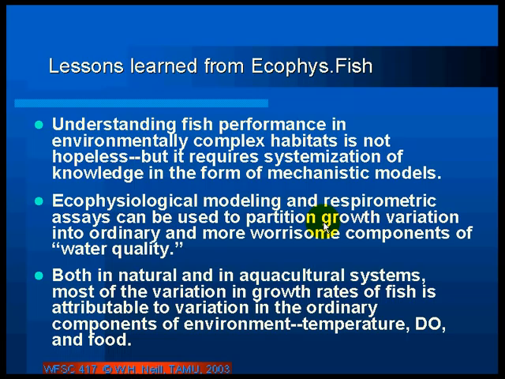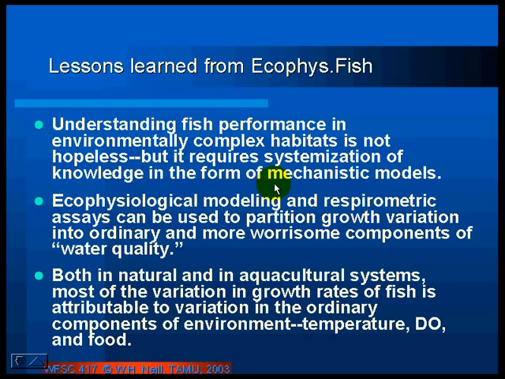Okay, so what have we learned from this modeling effort? What we've learned is that it's not hopeless. For a long time, I had about decided that understanding the variation in fish performance was a hopeless task. That the complexity of the interactions simply made it impossible. But I don't feel that way anymore. I think Ecofish.fish has taught us that it's possible to make sense of environmental variation.